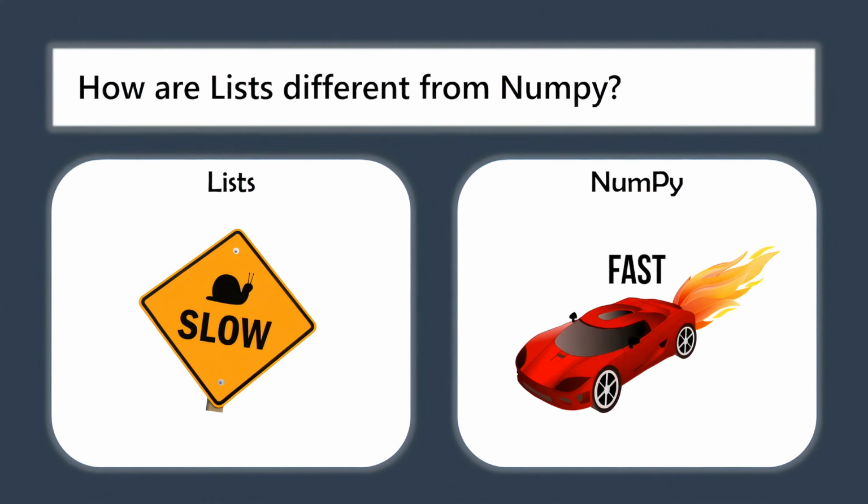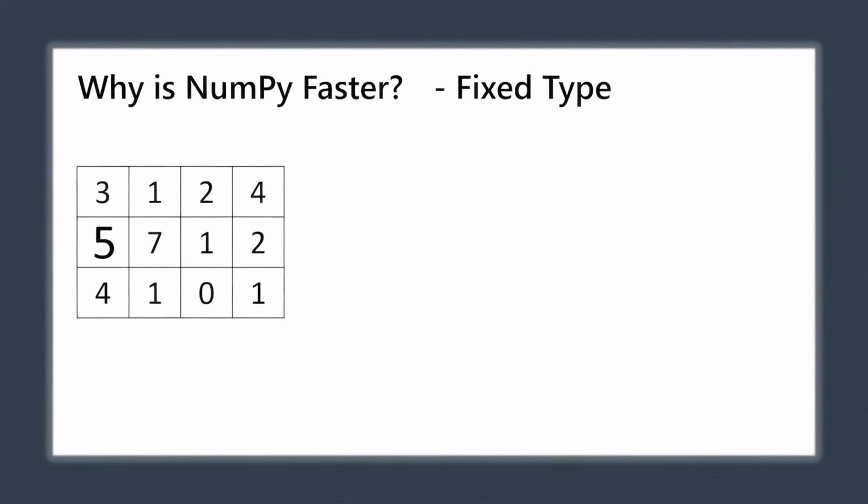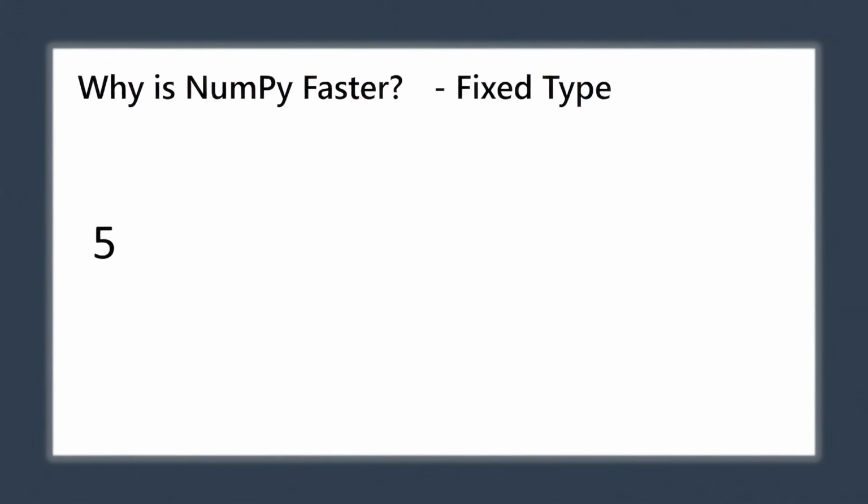Well, one reason is because NumPy uses fixed types. So what that means is, imagine we have this 3x4 matrix, 3 rows, 4 columns, and it's all integer values. And we're going to look at how those integer values differ between NumPy and lists. So let's just zoom in on that 5 in the matrix. Our computers don't see 5, they see binary that represents 5. This is the number 5 in binary, and it's 8 bits, which makes up a byte. So our computers read information in bytes.